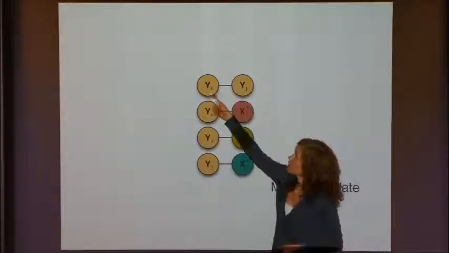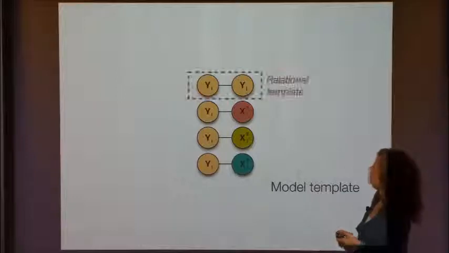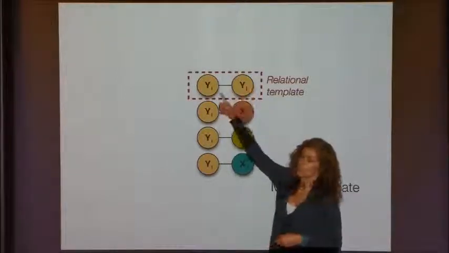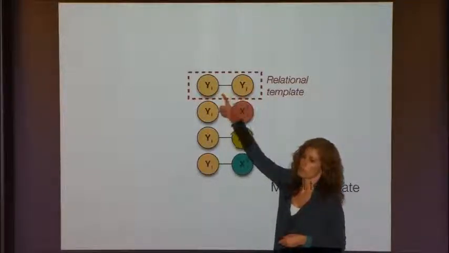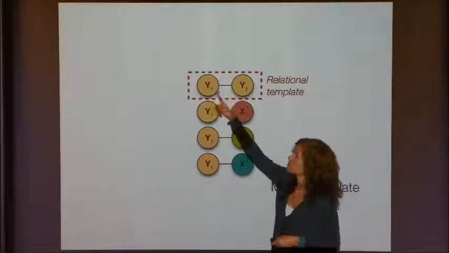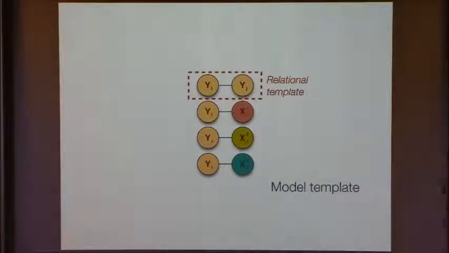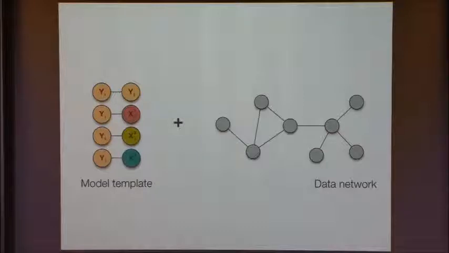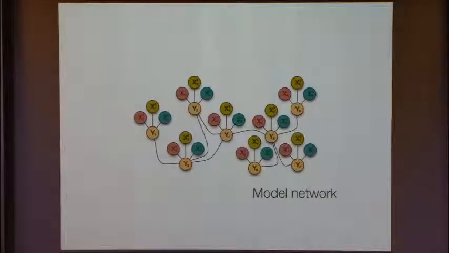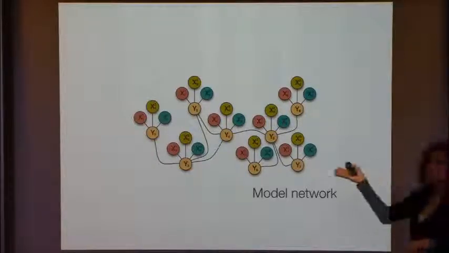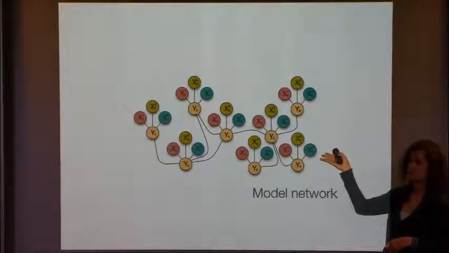But then also we have this additional part, I think I animated that. This is the key relational part of the model, where we have a template that looks at the relationship between the y values on neighboring nodes in the graph. Now, once we've defined this model template, we put that together with the data network, and that will roll out over the entire data network to create this complex graphical model that we'll use for learning and inference, right?